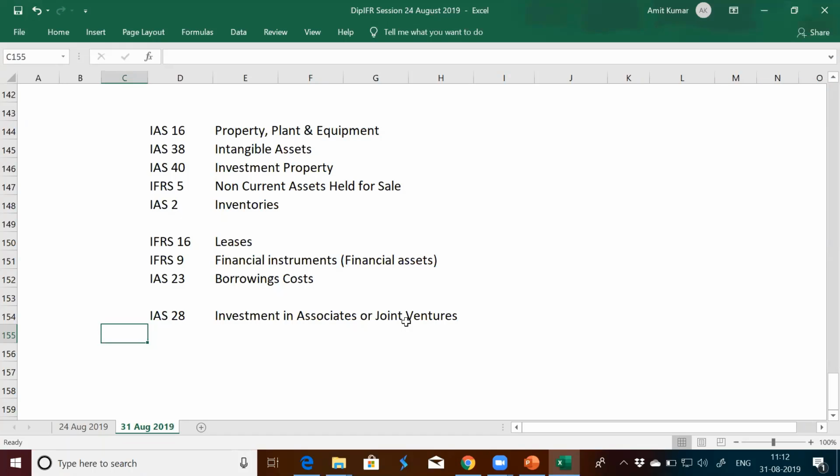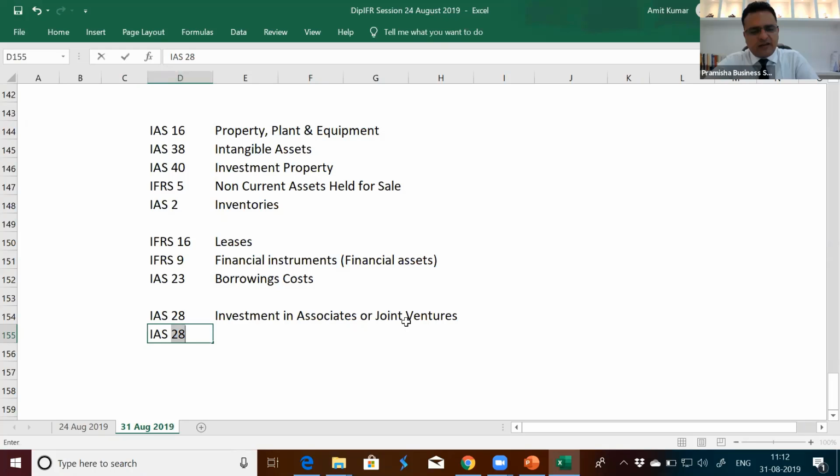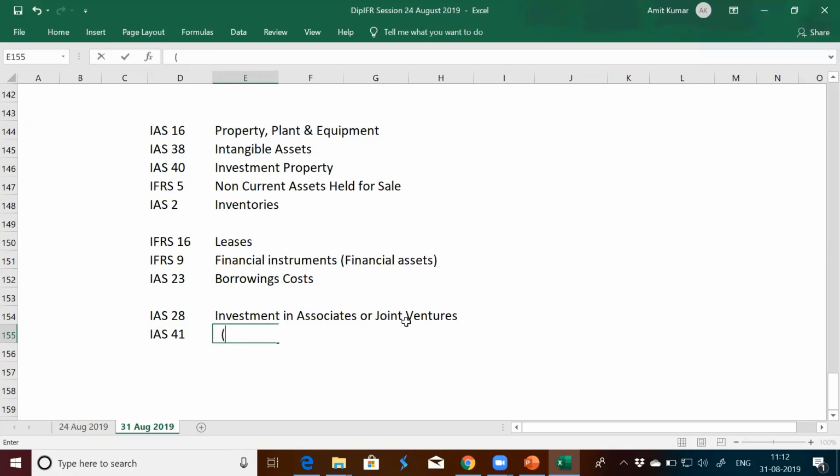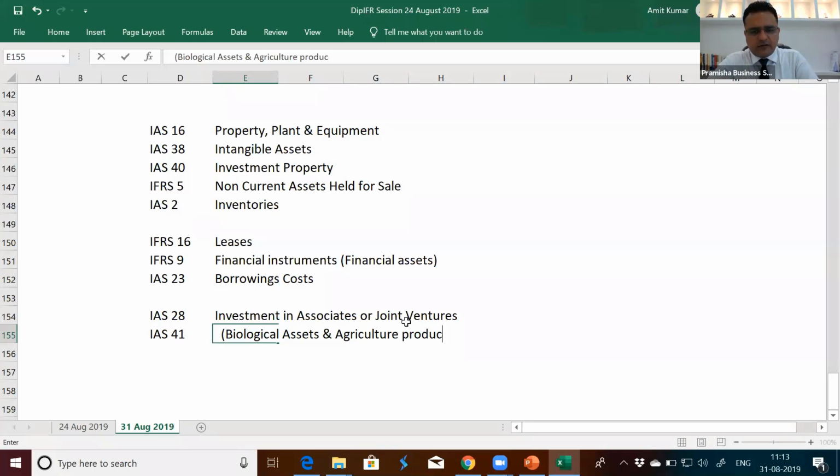Amit, does it cover agricultural land as well, the property? IAS 41 agriculture. Yes, it does cover. So this is biological assets and agricultural produce at the point of harvest. But there's one more term, that is bearer plants. Bearer plants are forming part of IAS 16 PPE. I'll be talking about them.